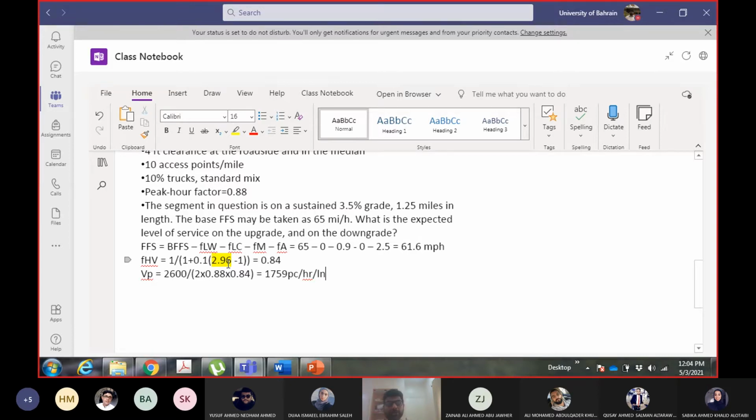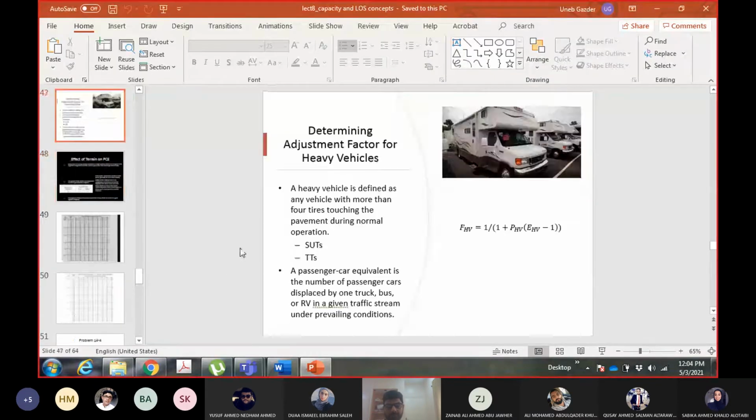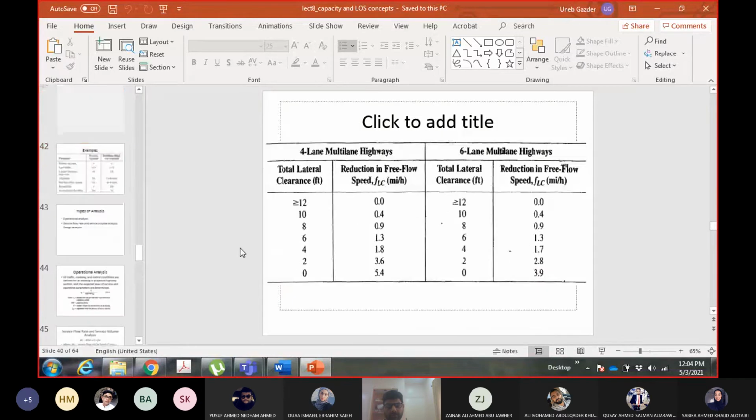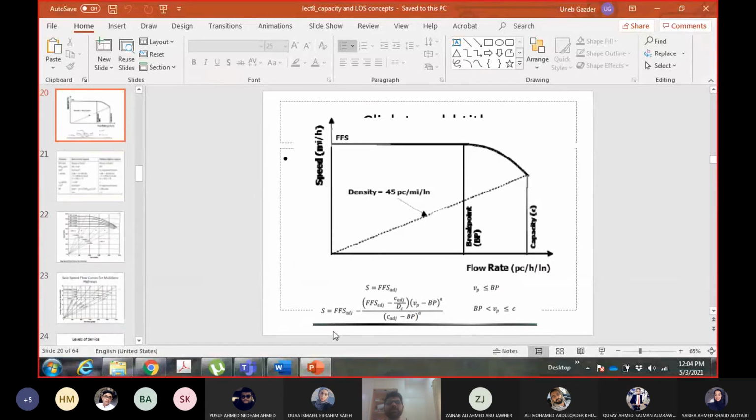Now this value is more than 1400, right? This is more than 1400, which is my breakpoint. Okay, so speed cannot be taken as free flow speed. I have to calculate the speed using this complex equation. Okay, so in this equation again you can see free flow adjusted. As I told you, no adjustment conditions are given, so it is the free flow speed which I have calculated, right? Capacity, I need capacity.